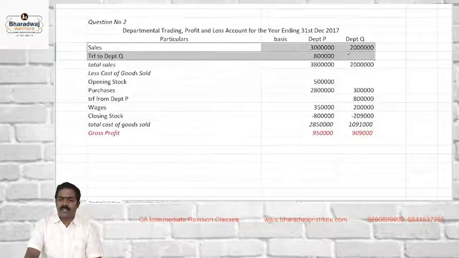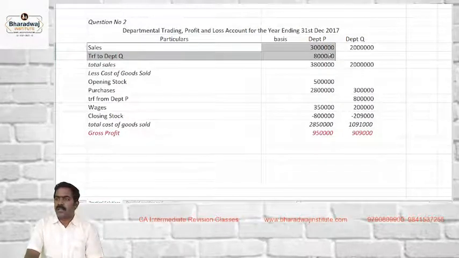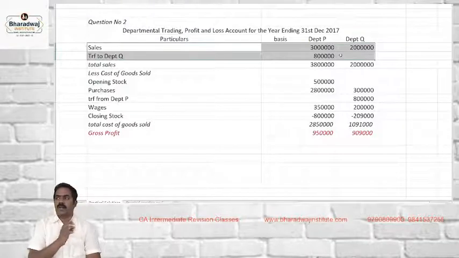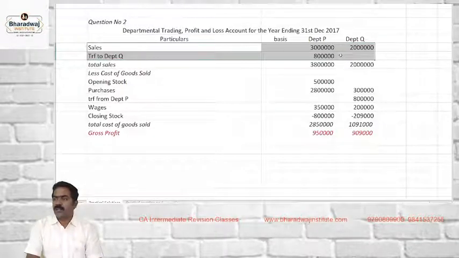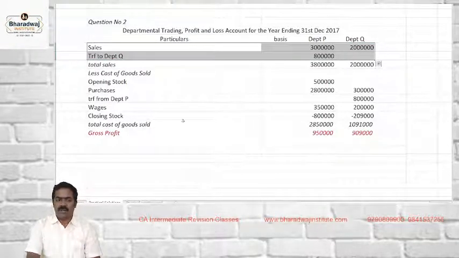Sales will come on the credit side. Transfer will be recorded in which column? You need to prepare in T format. By transfer, in which column will you record? In P's column you will record.